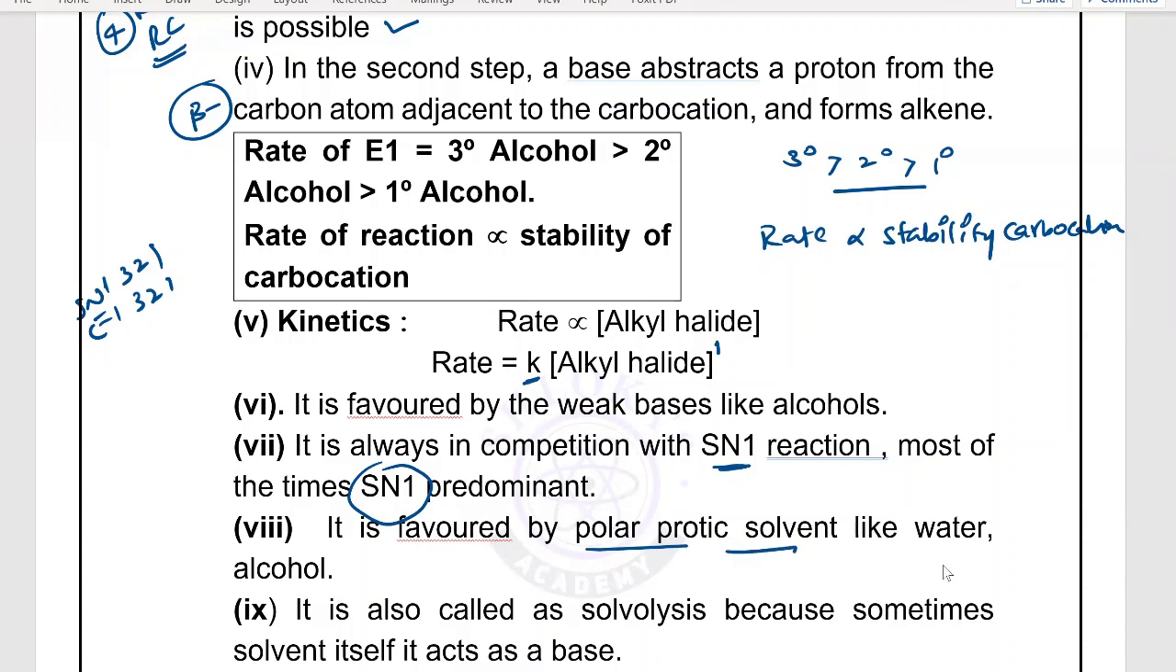Why is it favored by a polar protic solvent? Because in this the carbocation intermediate is forming. So this carbocation can be stabilized by a polar protic solvent, not by a polar aprotic solvent. So that is the reason. And it is also called solvolysis.